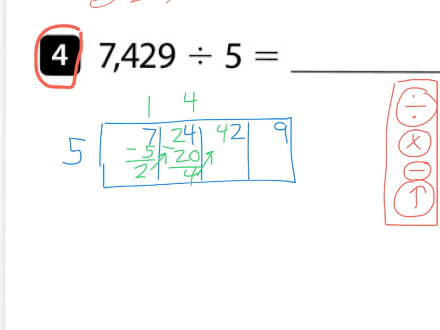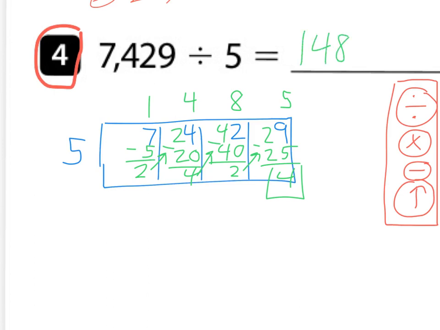How many times does 5 go into 42? 8. 8 times 5 is 40. 42 minus 40 will give me a difference of 2. Bring it up. Start the whole process over. 5 will go into 29 5 times. 5 times 5 is 25. Subtract gives me a difference of 4. Our remainder is going to be 4. So 5 does not divide evenly into 7,429. Our quotient is 1,485, with a remainder of 4.